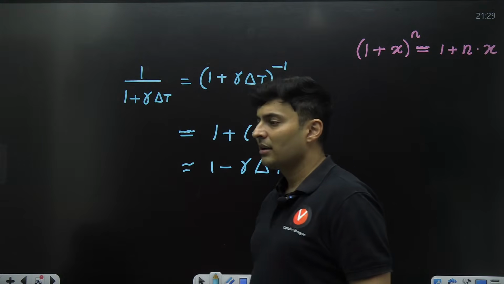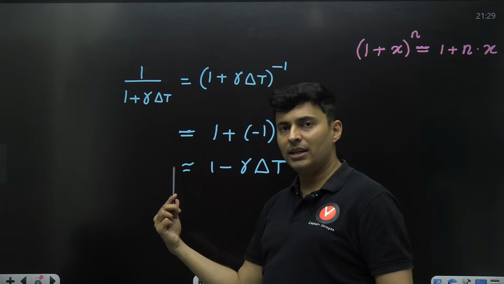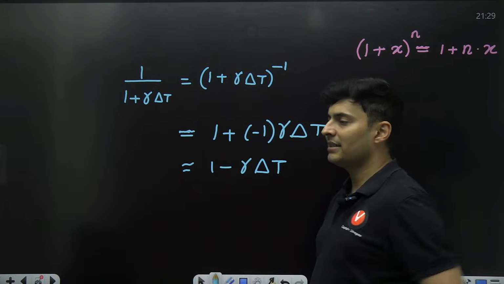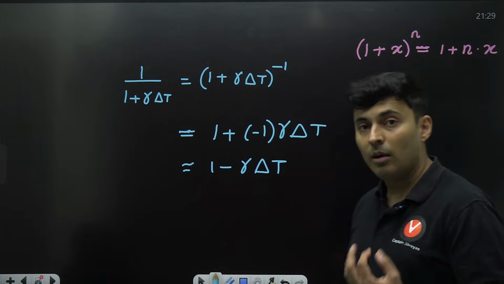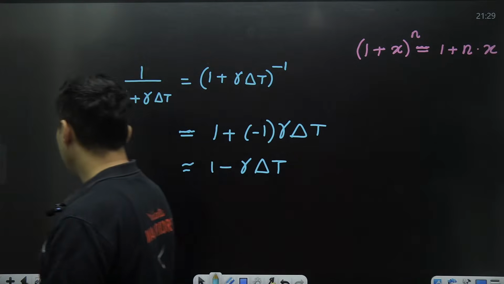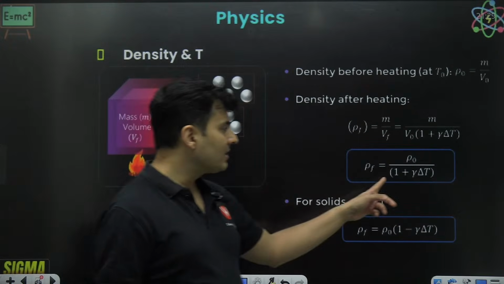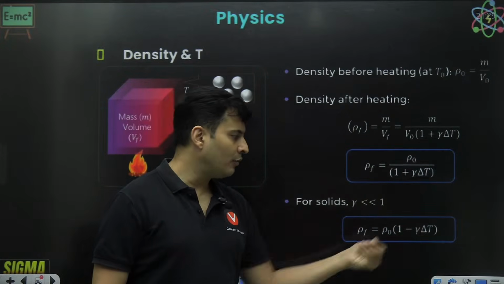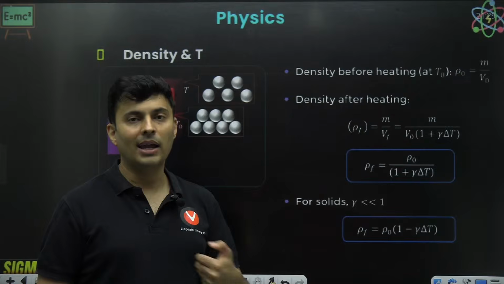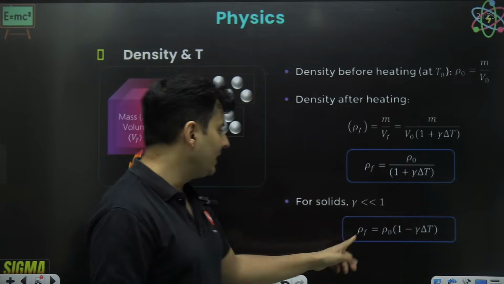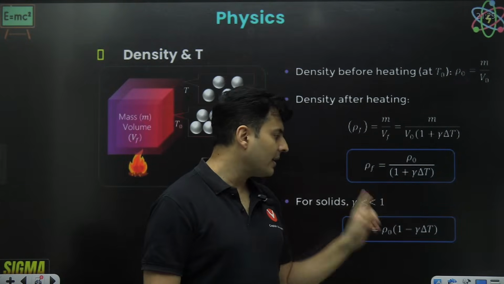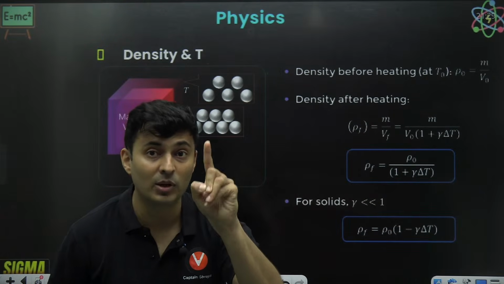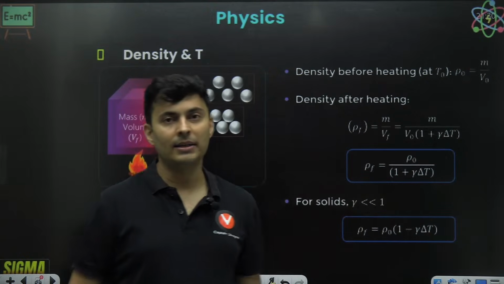So anything like this in the denominator, which is difficult to calculate, I can just shift to the numerator side using the binomial approximation formula. That is the reason why you just saw these terms down here go up very beautifully, making the formula easier to calculate. So the final density will be original density into 1 minus, be careful, minus gamma delta t.